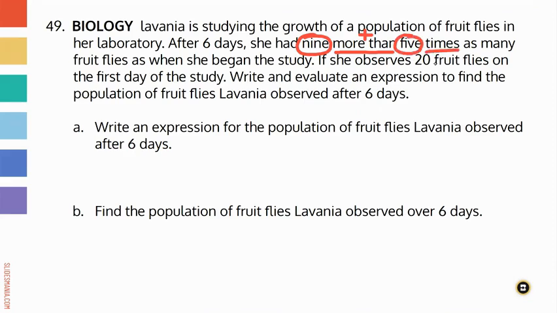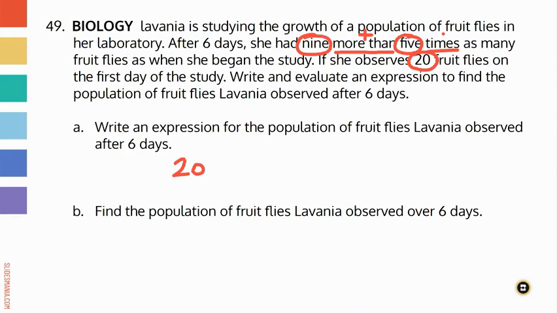And then times means multiplication. And then it says if she observes 20, that's another number. So if she observes 20 fruit flies on the first day of the study, write and evaluate an expression to find the population of fruit flies Lavinia observed after 6 days. Okay, so in A, we're going to write our expression. So we know that she started off with 20 fruit flies. And after 6 days, she had 9 more than 5 times as many fruit flies.